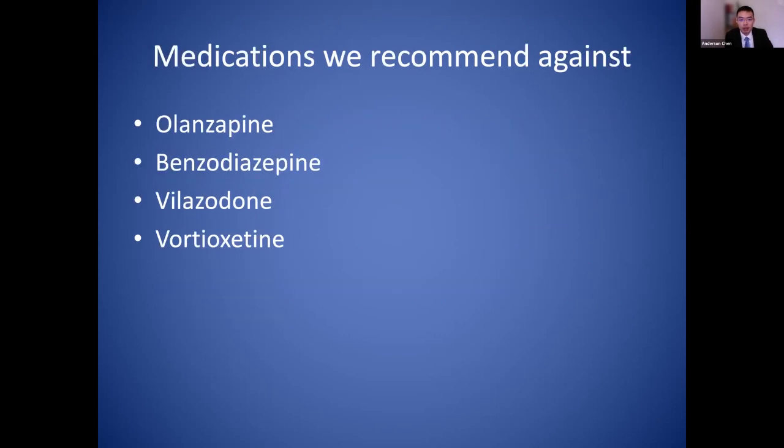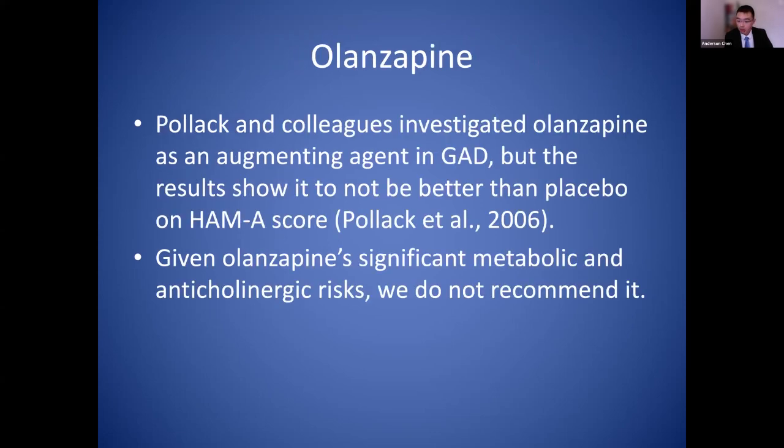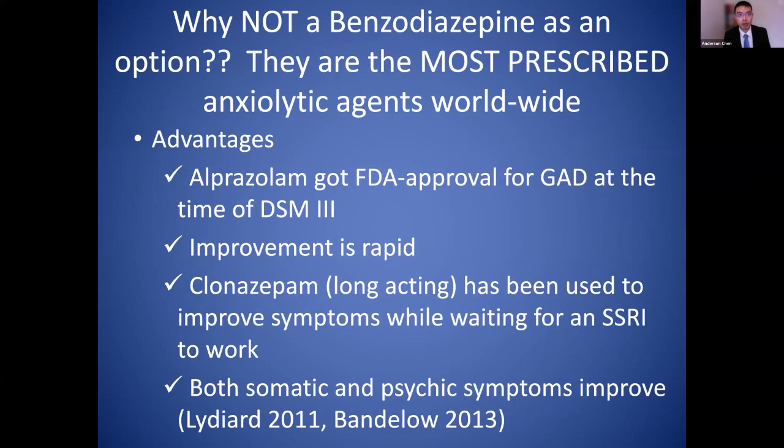So now let's talk a little bit about the medications we recommend against, which are olanzapine, benzodiazepine, gepirone, and vortioxetine. So we'll start with olanzapine. You might have seen it used. Pollack and colleagues investigated olanzapine as an augmenting agent in generalized anxiety disorder, but the results show it is not better than placebo on HAM-A score. Given olanzapine's significant metabolic and anticholinergic risks, and the study, we don't recommend it. We don't think the risk outweighs the benefit. Yeah, sorry, the benefits outweigh the risk.